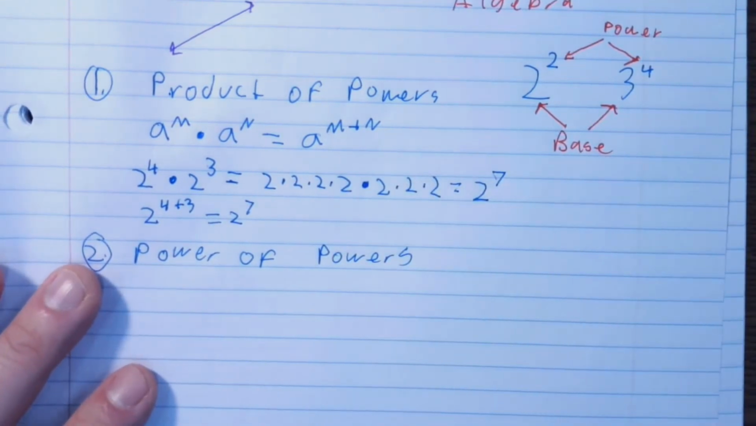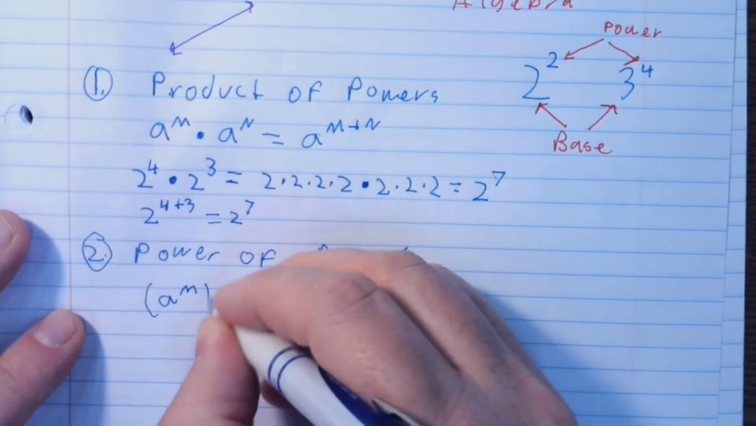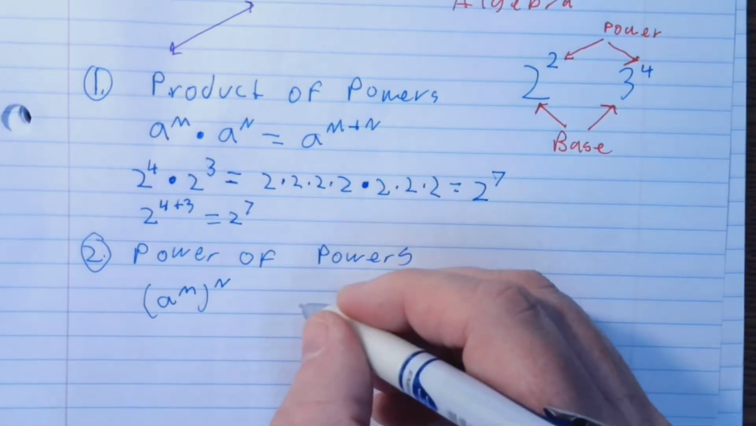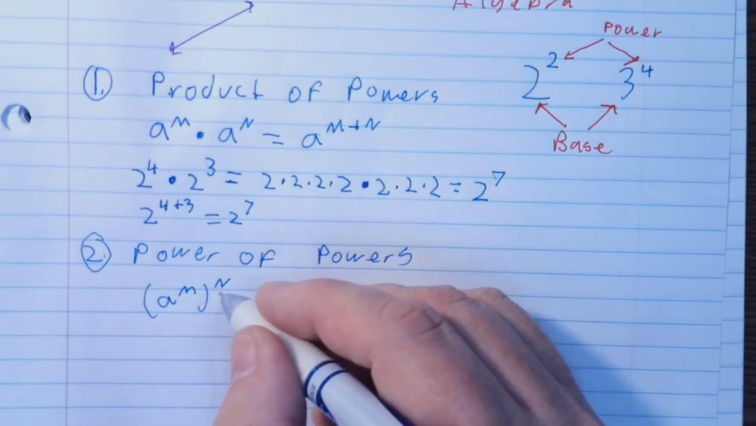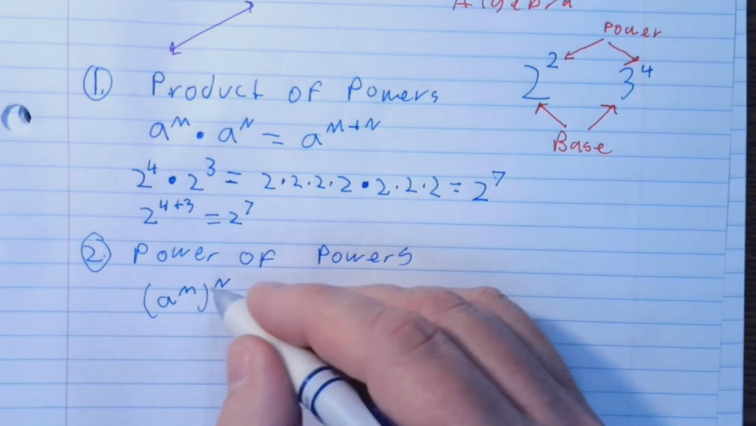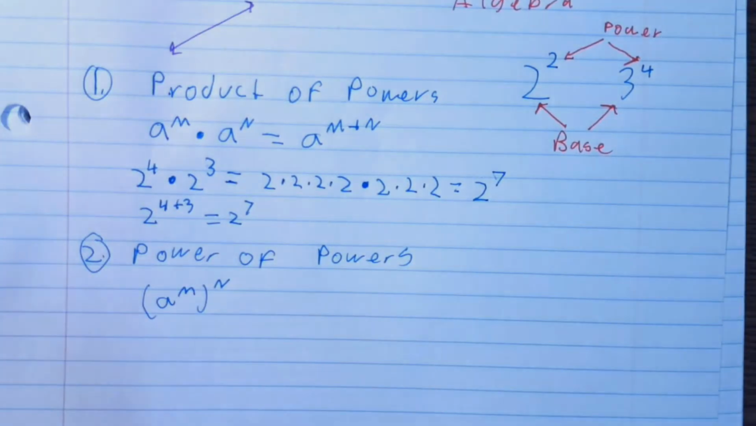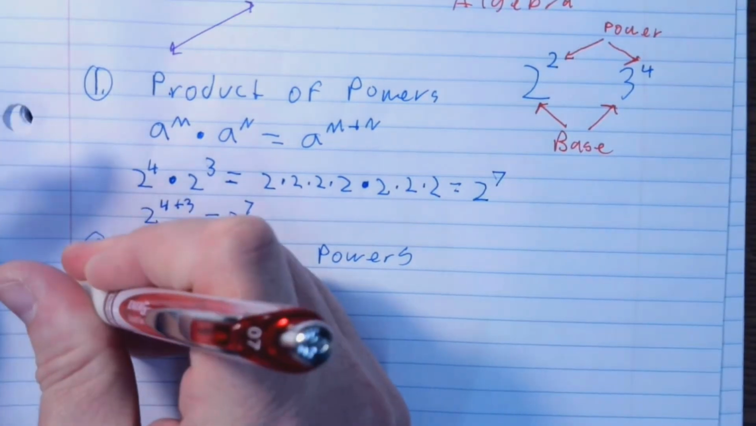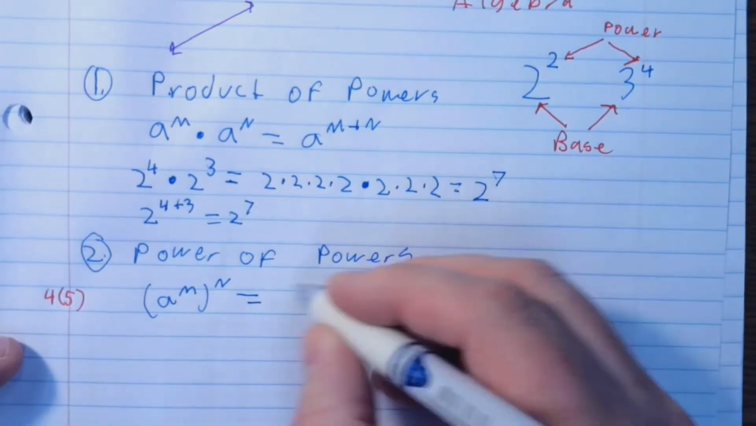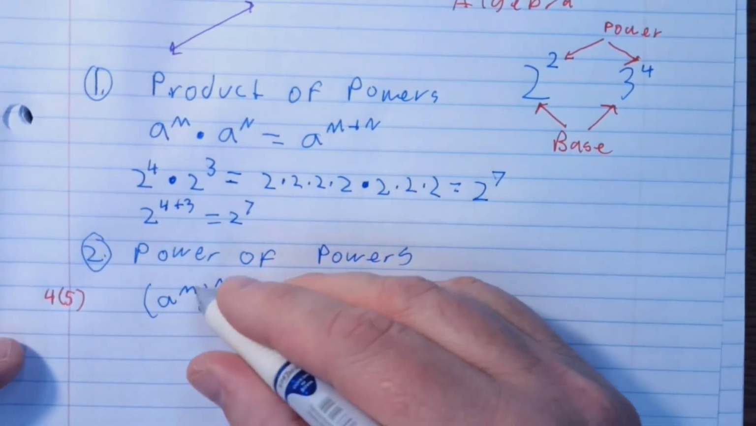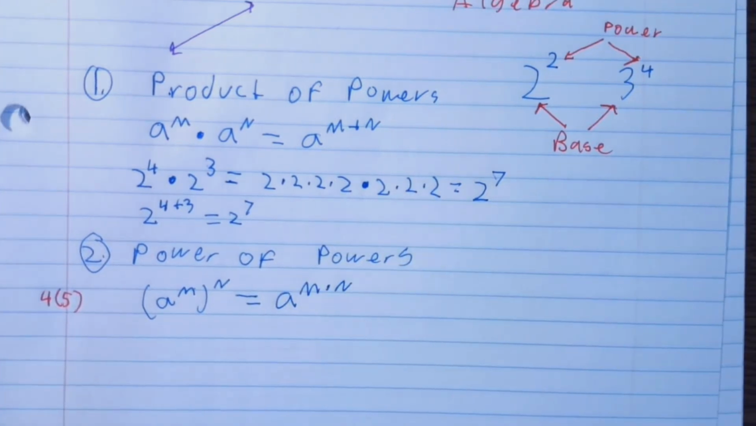Okay, so this is how it's going to look. A to the m, parentheses, to the n. Normally when we have 2 things on either side of a parentheses, what do we do with those numbers? We would distribute, yeah. But if I have 2 numbers like this, what do I do? Multiply. Yes, I multiply, right? So that is also going to be true with the power of powers. So this is going to be A to the m times n.